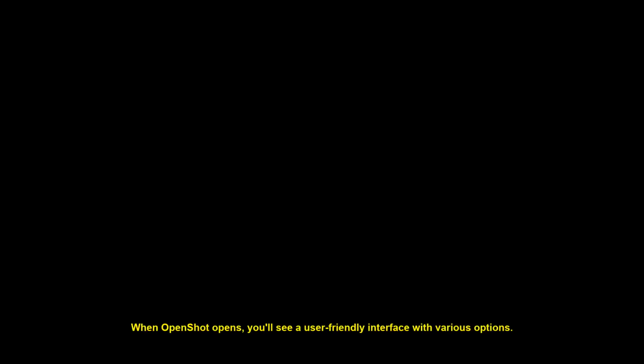When OpenShot opens, you'll see a user-friendly interface with various options. To register or access additional features, navigate to the top menu bar. Click on the Help option. In the drop-down menu, find and select Register. A registration window will pop up.